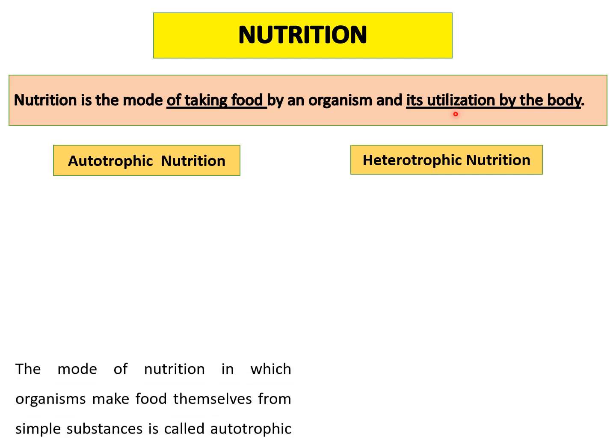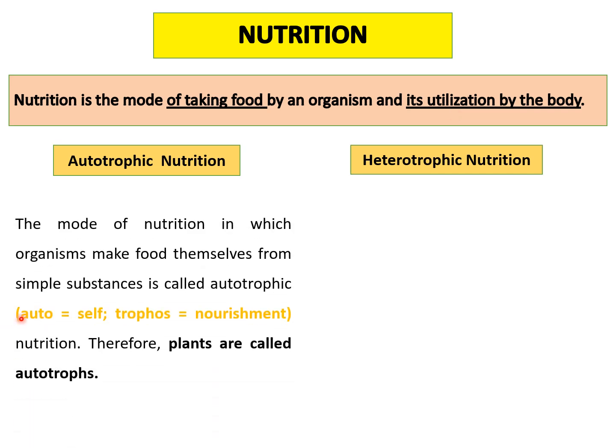Now, what is autotrophic nutrition? The mode of nutrition in which organisms make food themselves from simpler substances is known as autotrophic nutrition. Auto means self and trophos means nourishment. So plants are autotrophs as they follow autotrophic nutrition. They prepare their food themselves. They do not depend on others for their food.